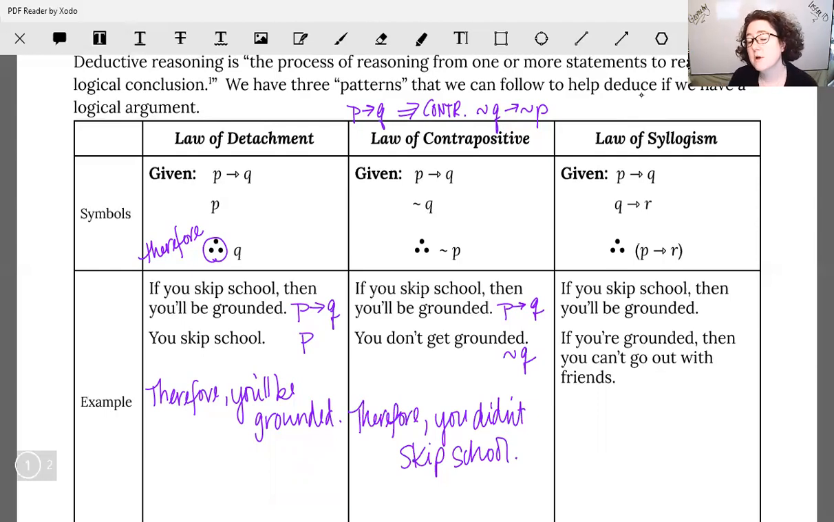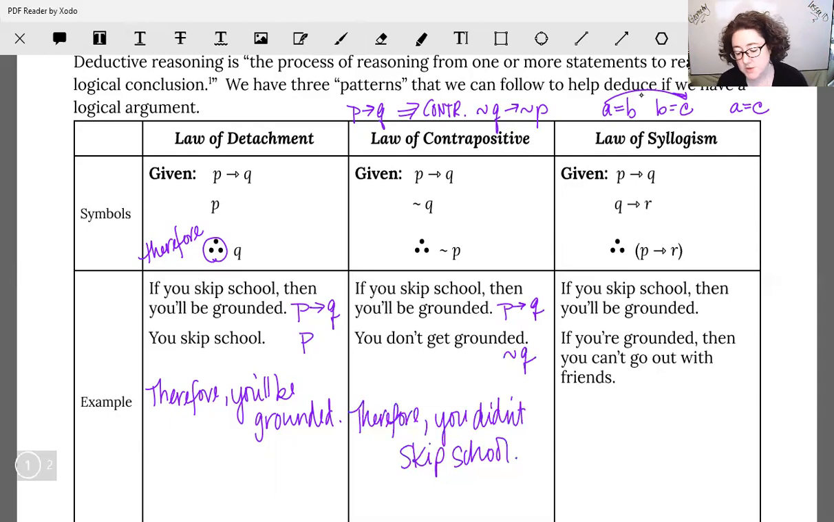So then our third law that we're going to practice today is law of syllogism. Now this sounds a little bit weird, but this is actually very similar to something that you've already done in algebra. So do you remember the transitive property? So transitive property in algebra was if A equals B and B equals C, then A equals C. So you're kind of traversing the statements and returning what's at the beginning and the end of those two sentences.